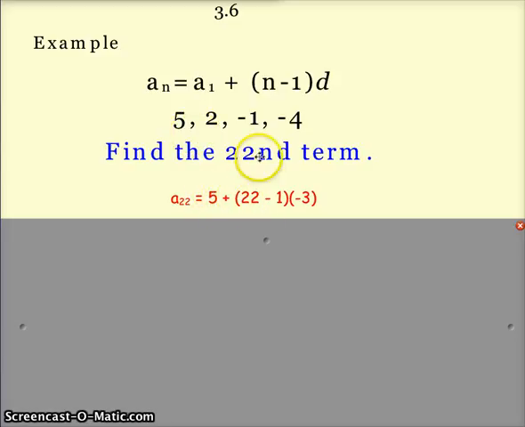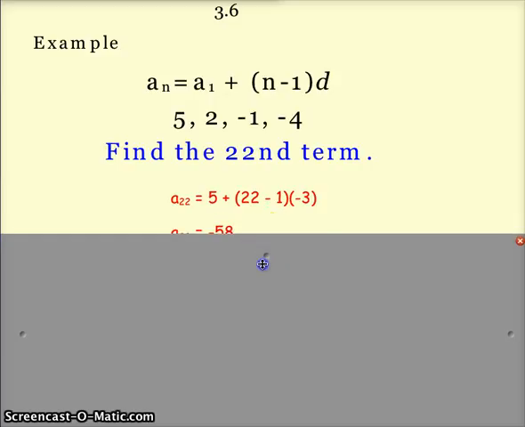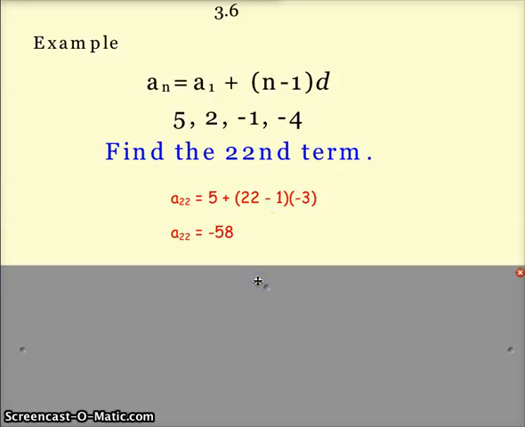Plus, n is 22 again, okay, because we're looking for the 22nd term. You subtract 1, that's part of the formula, and you multiply by the common difference. Well, to go from 5 to 2 to -1 to -4, we see that there is a common difference of -3 each time. So we use parentheses and then multiplication and then addition because we're talking about PEMDAS here. 22 minus 1 is 21 times -3 is -63 plus 5 gives us -58.